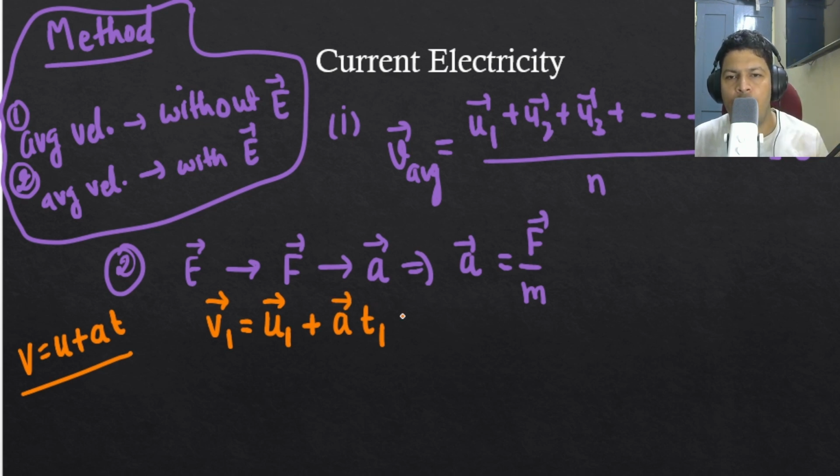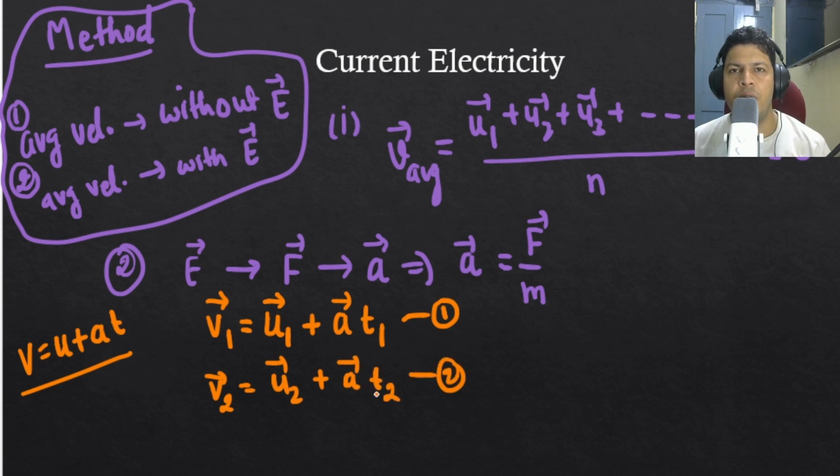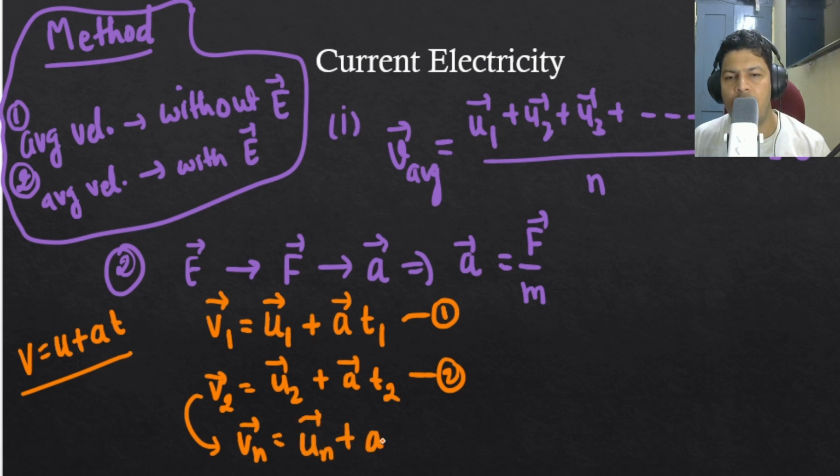So this is how we can write equation number 1, and this equation is for the velocity of the first electron. Similarly, the velocity of the second electron you can write as U2 plus A into T2. Now time T2 is the time between two successive collisions, and similarly you can go on to n particles. So V1, V2, V3 and up to Vn you can write, and similarly Un plus A into Tn. So this is the velocity of the nth electron.